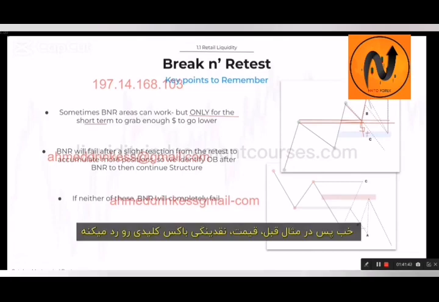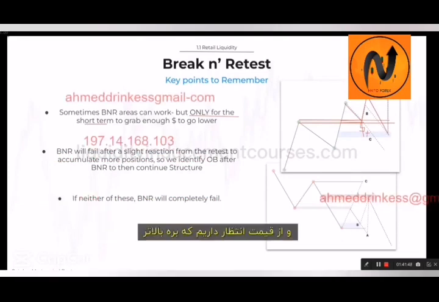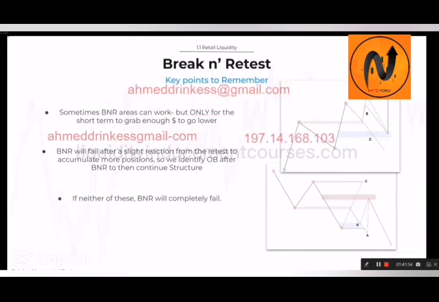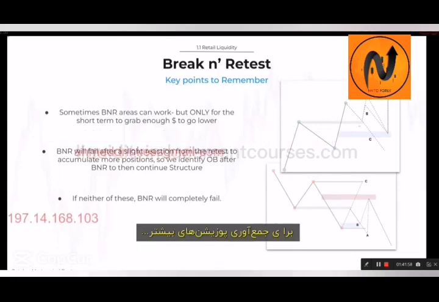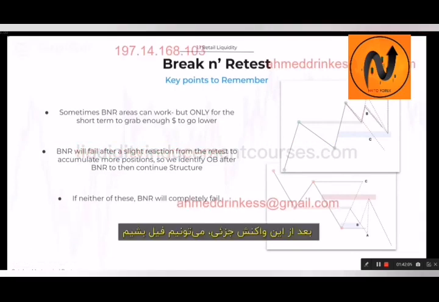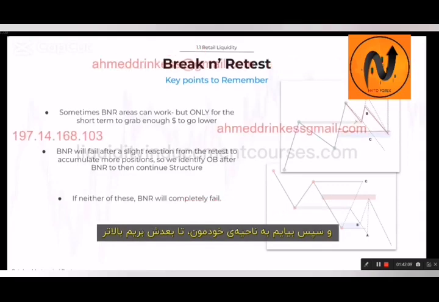So then price will take out the key zone liquidity. In that instance, we then look for an order block below it, with the expectation of it going higher. Break and retest will fail after a slight reaction from the retest to accumulate more positions to then continue. So what happens is we could have a reaction, we could fail after the small reaction and then come to our area to then go higher.